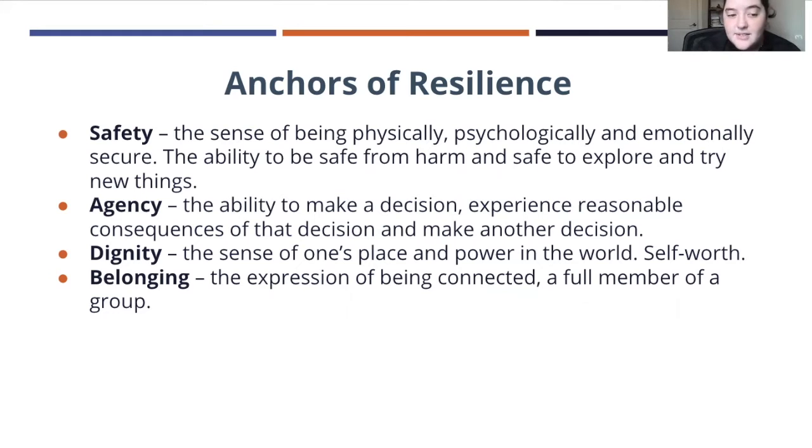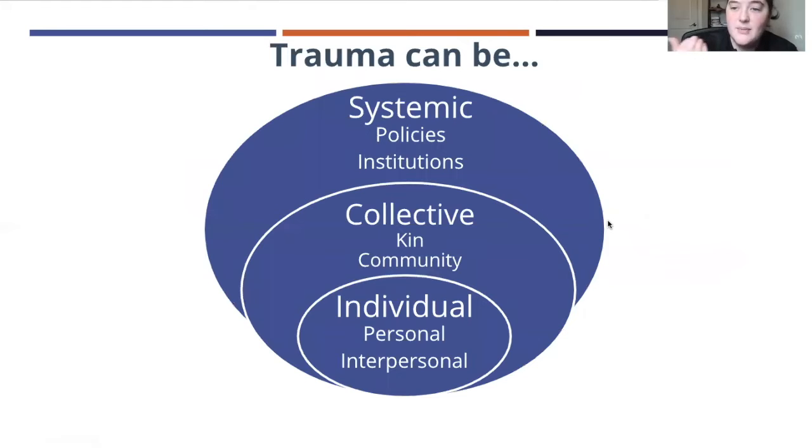So these are our 4 anchors of resilience. And now we're going to talk about how trauma can operate at different levels. It's probably easiest for us to identify individual trauma. That's something that happens to a person. But trauma can also be collective. Collective trauma is something that affects everyone in a kinship relationship or community with that individual. So think about neighborhood or social identity. An example might be school closings or community violence.